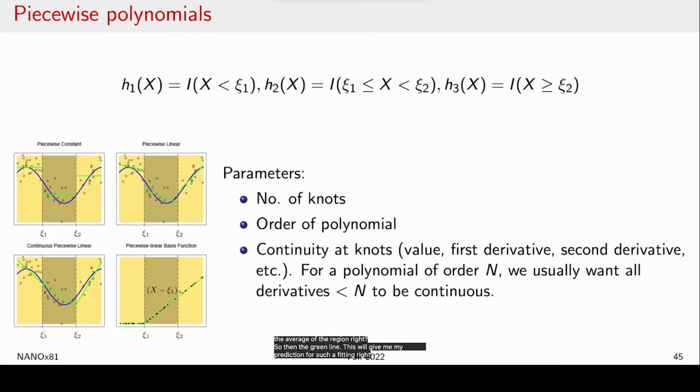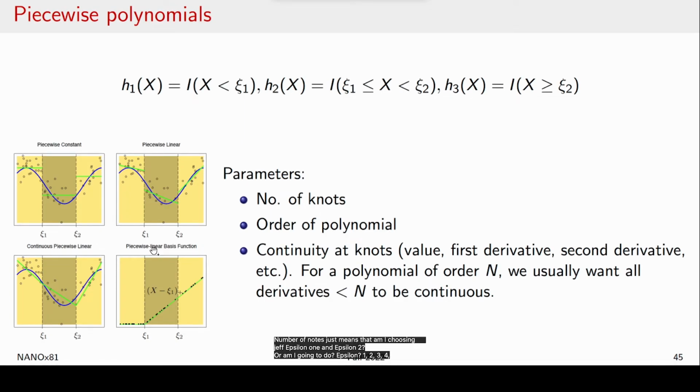So the parameters when you do this kind of piecewise polynomial is, first of all, you have to decide the number of knots, right? Number of knots just means, am I choosing just epsilon 1 and epsilon 2, or am I going to do epsilon 1, 2, 3, 4, 5, which is 5 knots, or am I going to do more than that, right?